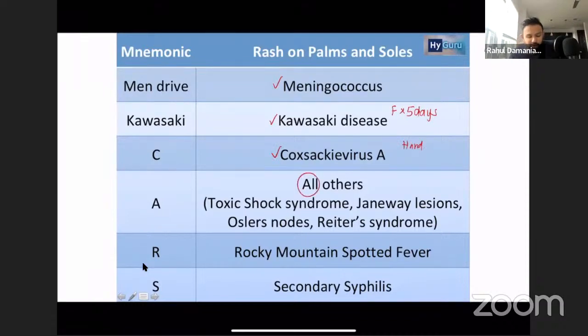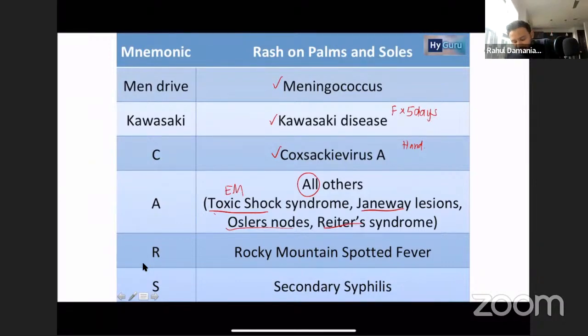All others, so whether you're talking about erythema multiforme, toxic shock syndrome, Janeway lesions that you're going to see in rheumatic fever, you're going to be seeing these Osler nodes and Reiter syndrome. These are all going to be differentials that you will see. You have R, which stands for Rocky Mountain Spotted Fever. And then S, which is going to be secondary syphilis. All right, so these are all going to be your differentials for rash on the palms and soles.